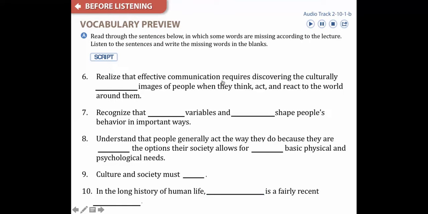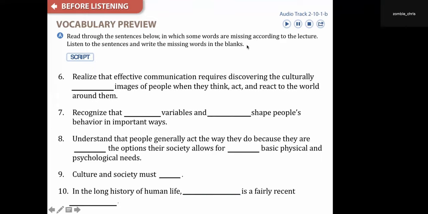9. Culture and society must coexist. 10. In the long history of human life, multiculturalism is a fairly recent phenomenon. Okay, and one more time.